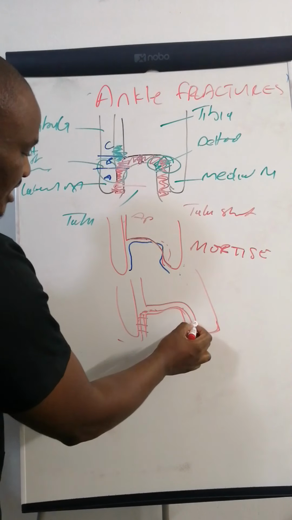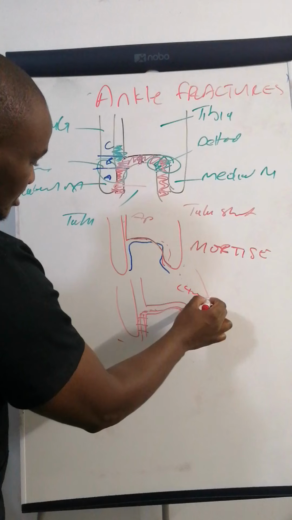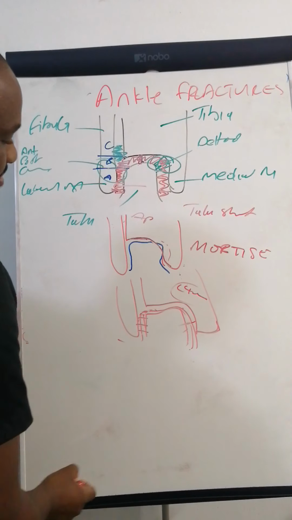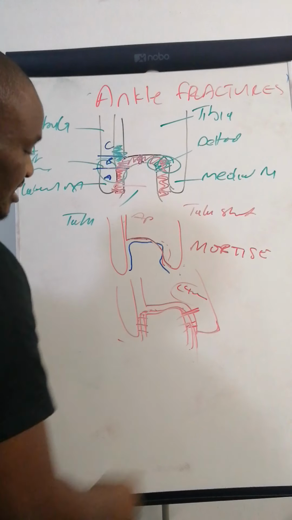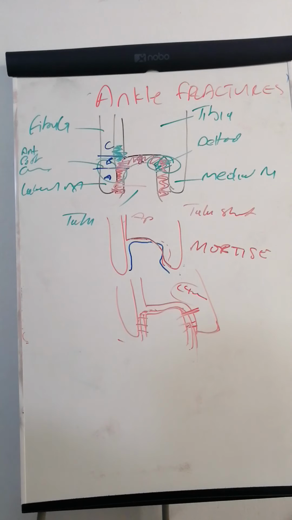By definition, they say this distance should be less than 4 millimeters. Once it's more than 4 millimeters, it means the ligament that's supposed to hold here, the deltoid ligament, has been disrupted. That patient must go. So basically, when you see a Talar shift, send the patient. Simply put.